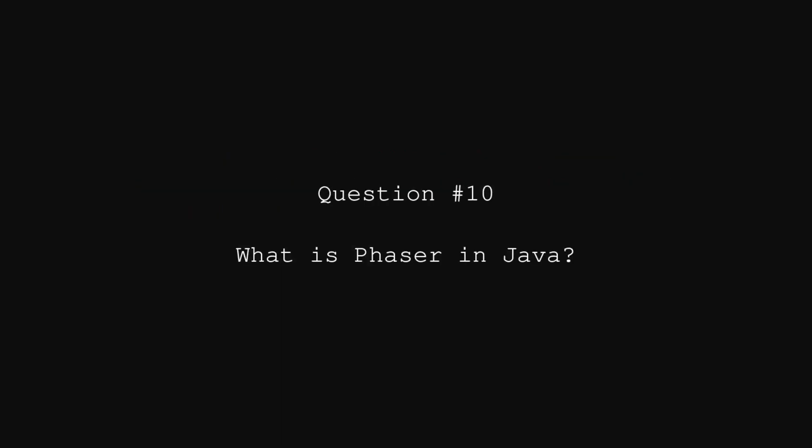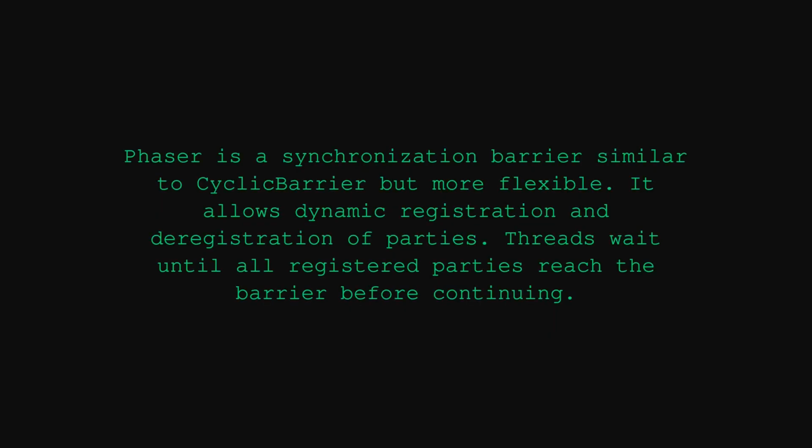Java interview question. What is Phaser in Java? Phaser is a synchronization barrier similar to CyclicBarrier but more flexible. It allows dynamic registration and deregistration of parties. Threads wait until all registered parties reach the barrier before continuing.